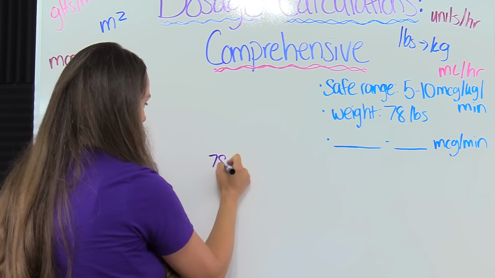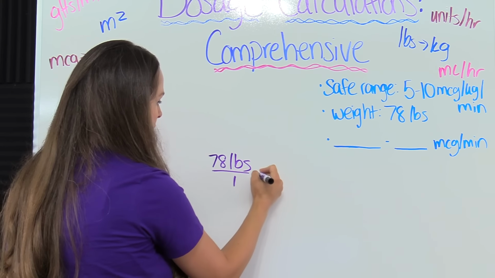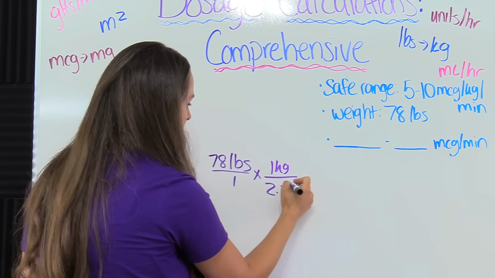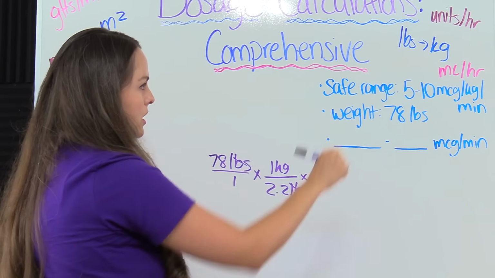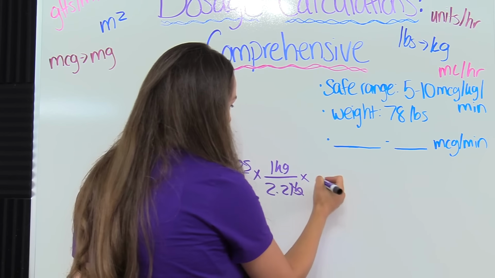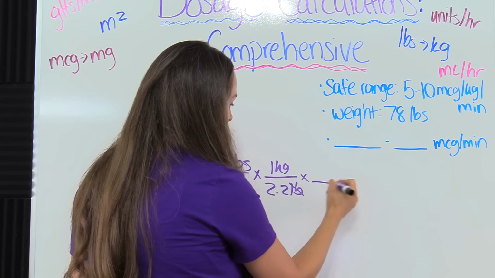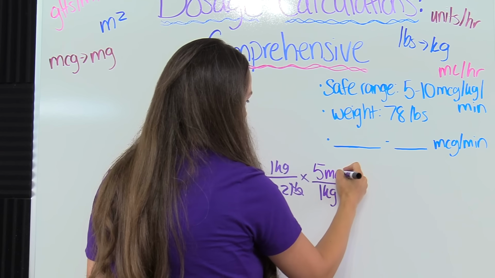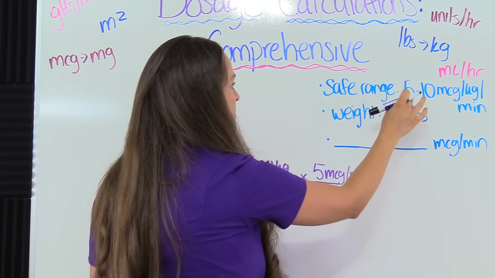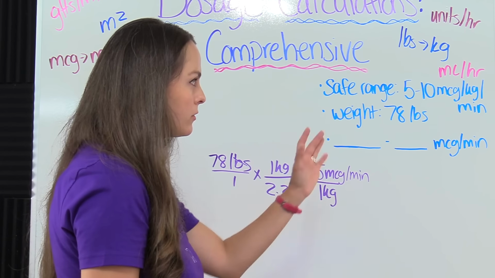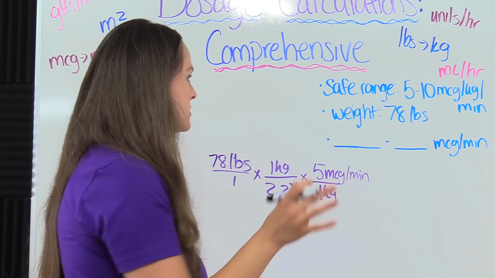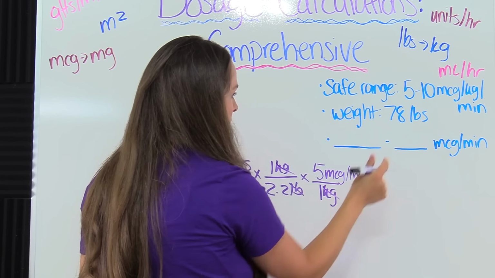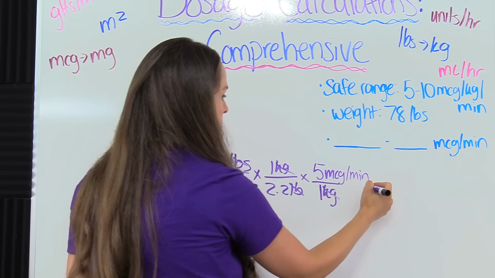So the patient weighs 78 pounds. We know from the metric table that there are 2.2 pounds in 1 kilogram. That cancels out our pounds. And our dosage says that this child can have, for every kilogram they weigh, 5 micrograms per minute. So we're just dealing with this 5 because that's the lowest part of the range, and the 10 is the highest part. So we'll deal with the lowest part first, and we're ready to solve because we are in micrograms per minute. Our kilograms canceled out.